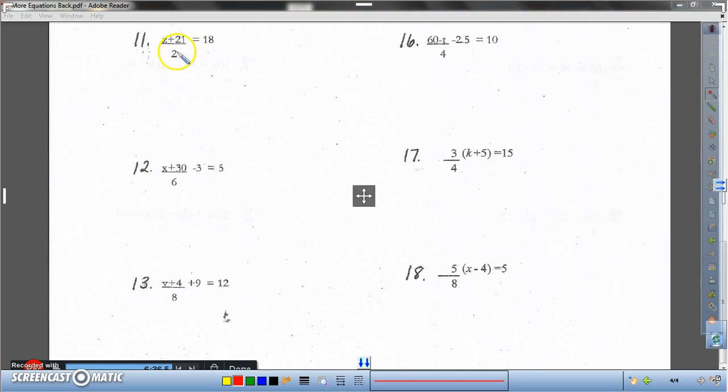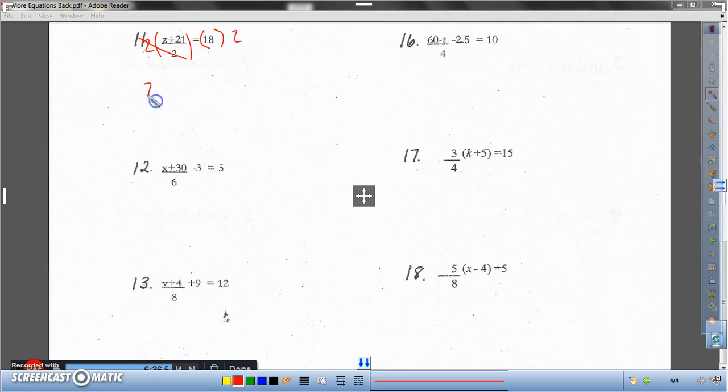Okay, so yesterday we worked a few of these together where you have the variable located in the top of a fraction. And so I want to get rid of the division before I get rid of the addition. And I've got to get the variable out of the fraction before I can begin to solve. So first order of business here is to multiply both sides by 2 to get rid of that division.